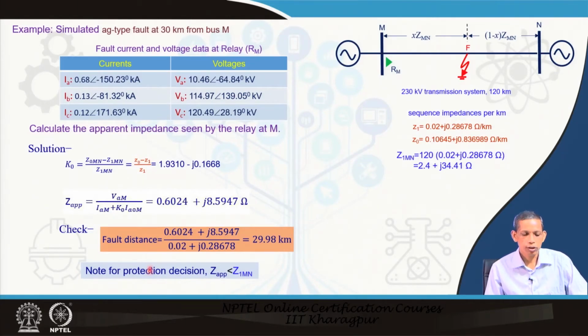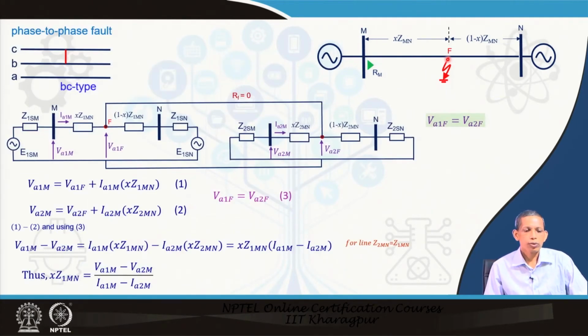Furthermore, we can conclude from this data obtained for the Z apparent that this value is much smaller than the Z1 mn. Therefore, the fault is inside the line between m and n. So, the relay will go for a trip decision from protection point of view. Now, we will go to the other categories of fault for the same system.